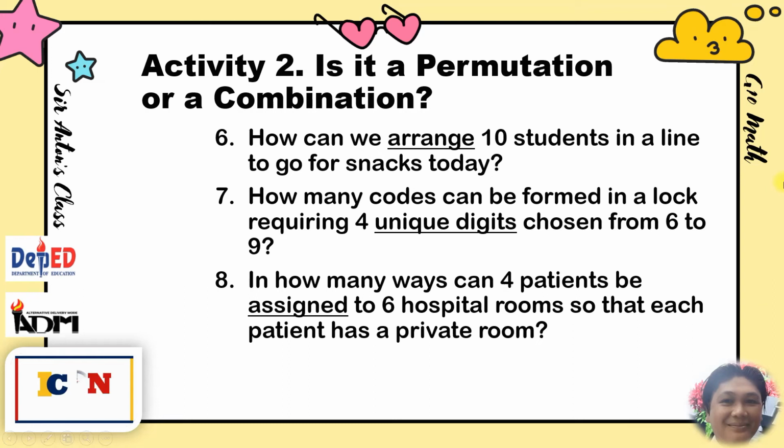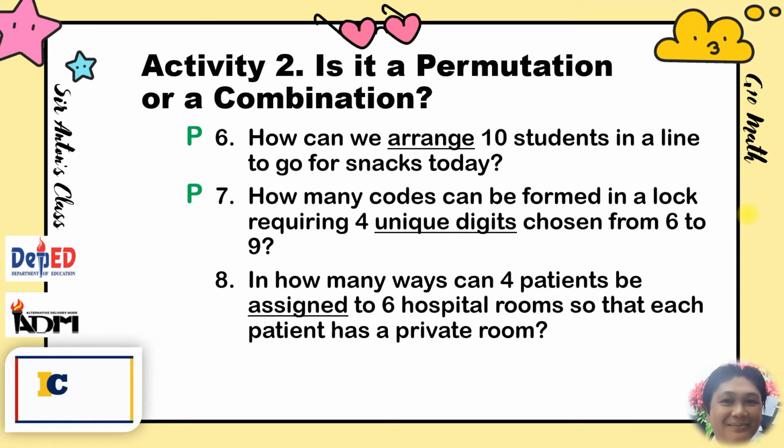So what do you think is the activity? Is it a permutation or a combination? So your answer is permutation because of the word arrange. That's correct. How about number 7? The underlined word is unique digits. Meaning to say, if it is a unique digit, then the order matters. And number 7 is, yes, permutation.